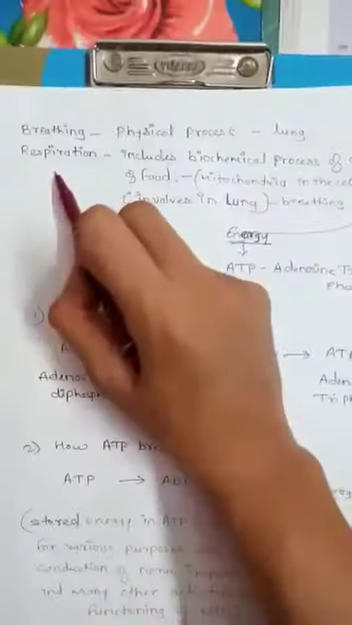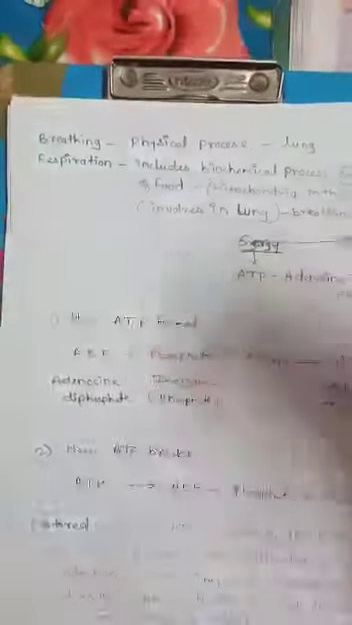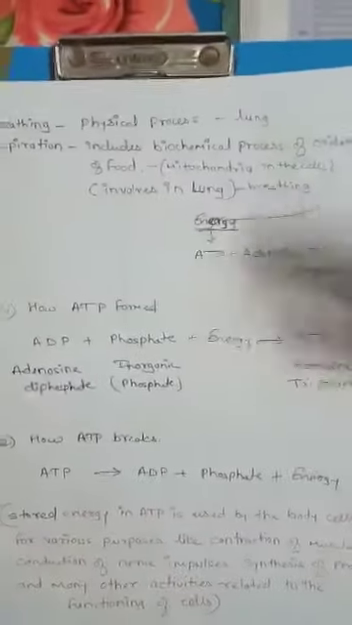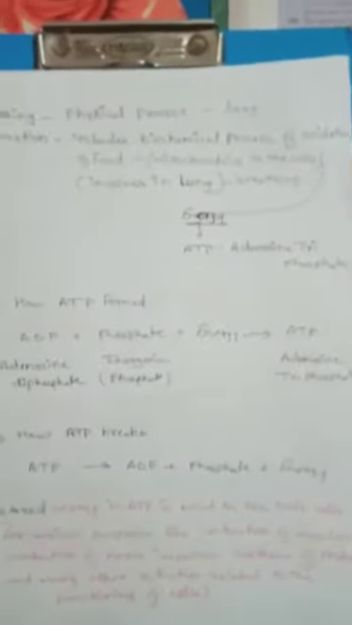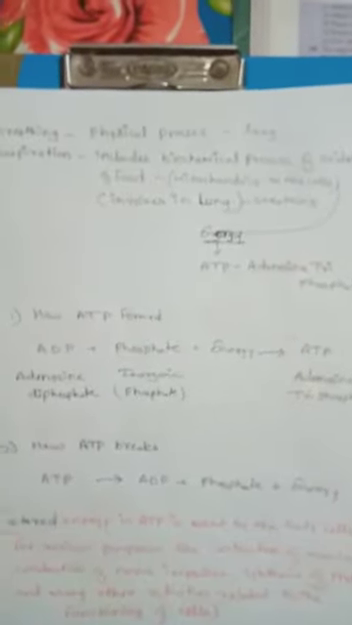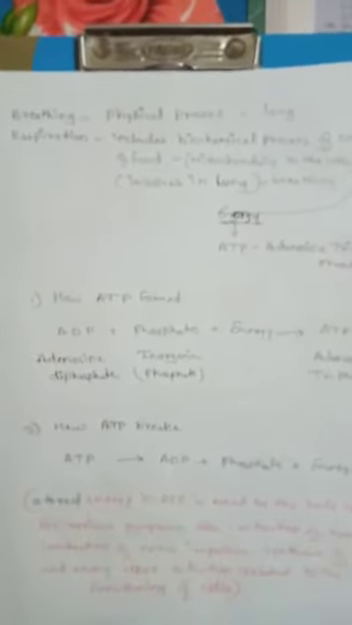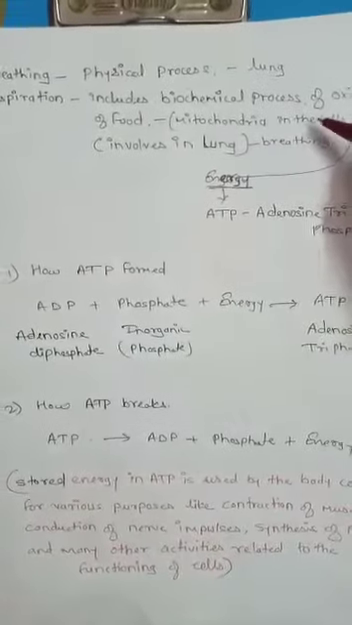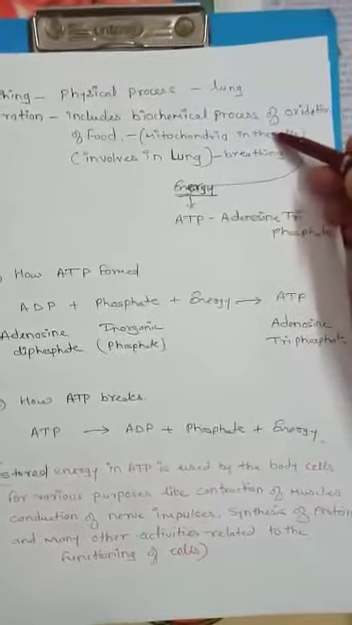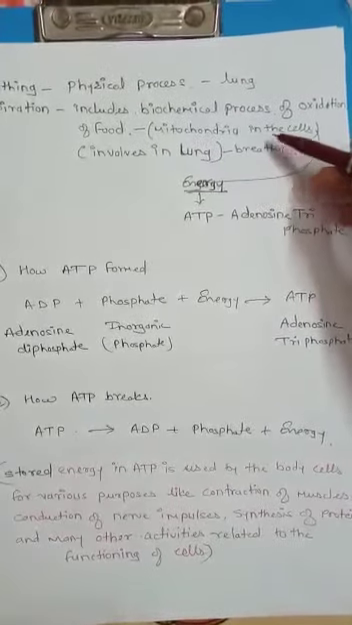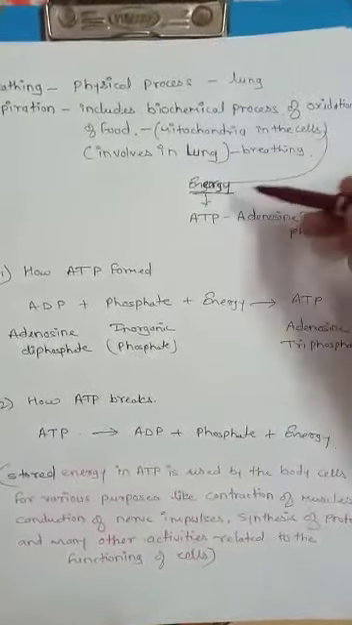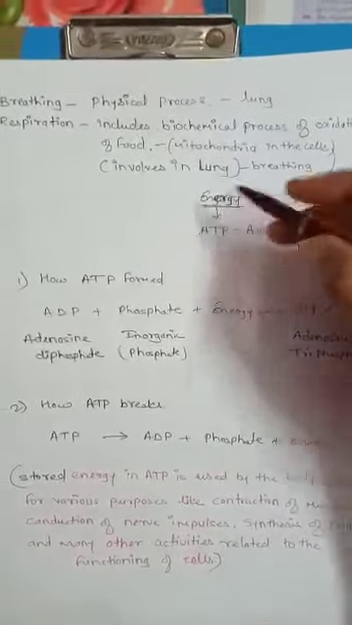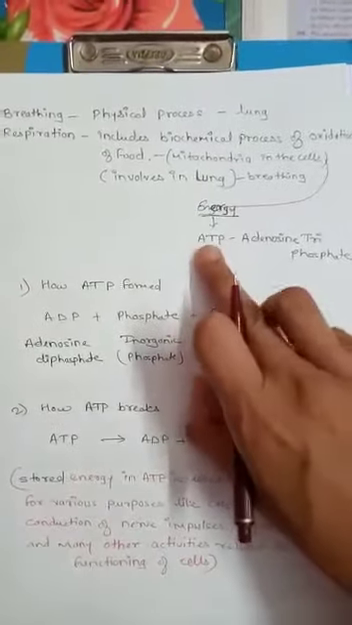And what is respiration? Respiration is a biochemical process, but it includes both oxidation of food as well as breathing, that is, breathing in the oxygen and breathing out the carbon dioxide. It also includes the biochemical process of oxidation of food, which is carried out in the mitochondria of the cell, which gives the energy, and that energy is stored in the form of ATP.